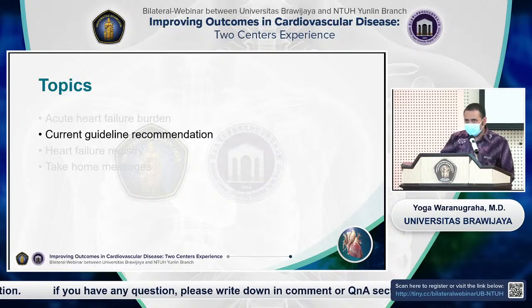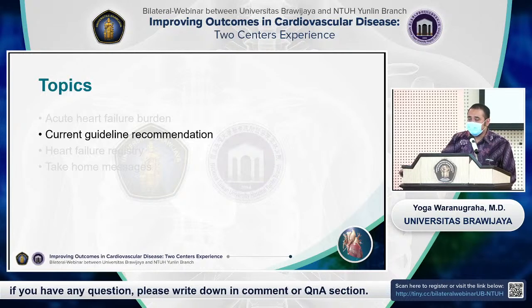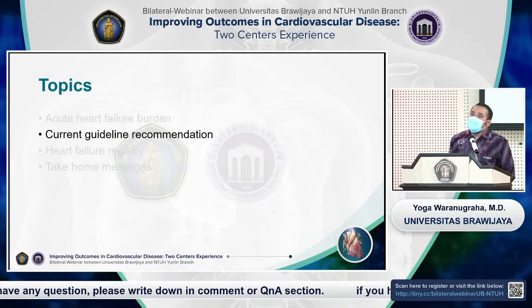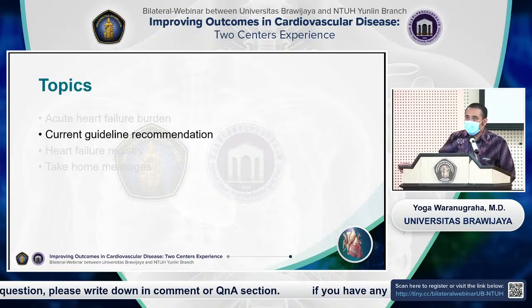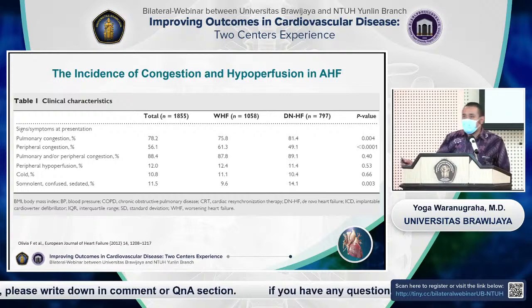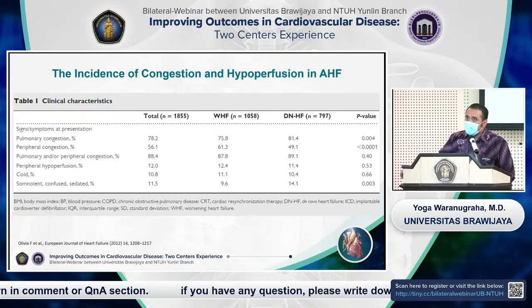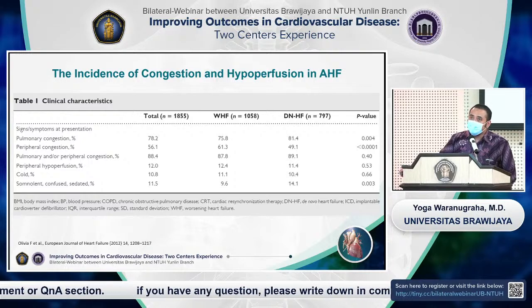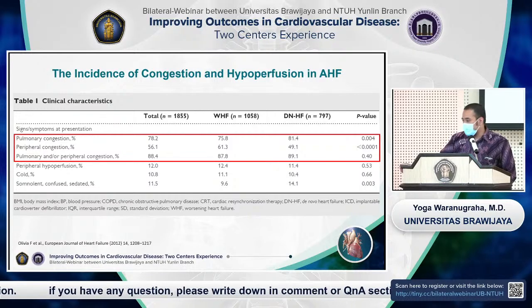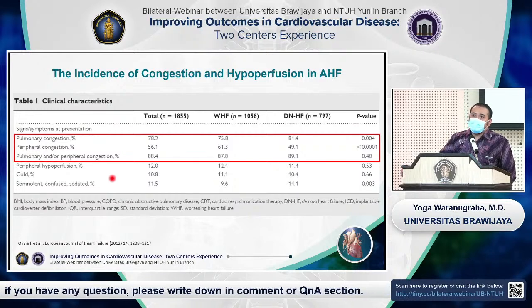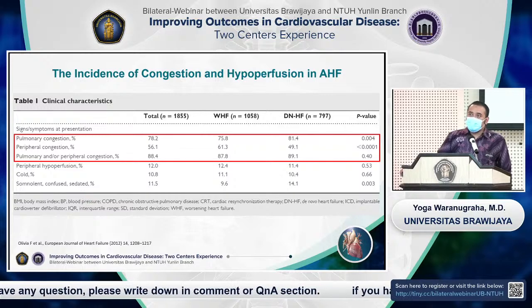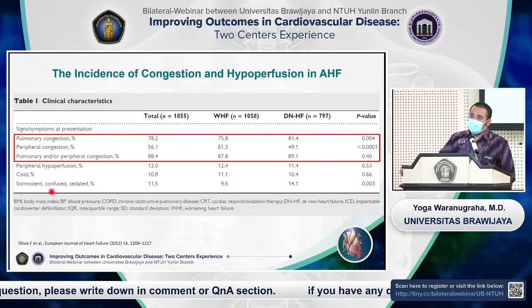So this is the current guidelines perspective about heart failure. But before I give a short review of the guideline, I would like to show that almost all acute heart failure patients come to the ER with hemodynamic disturbance that includes congestion and also peripheral hypoperfusion. The data show that congestion predominates the clinical presentation of acute heart failure.